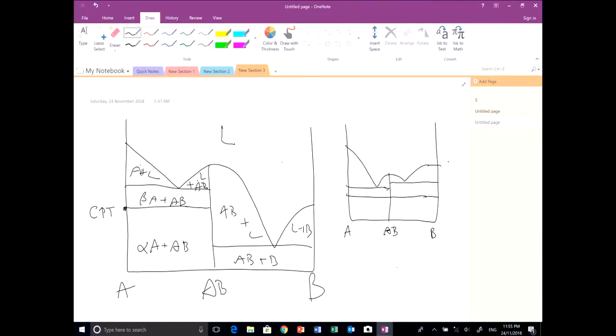So, what do I have in the rectangle? A and AB. So what's in the rectangle right above that? A and AB. So the lower right rectangle, what do I have? And above that?